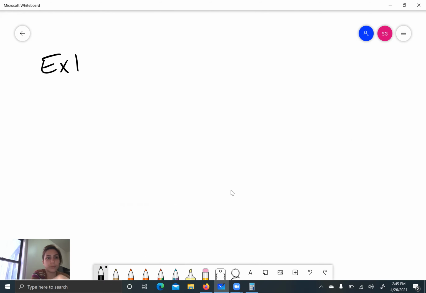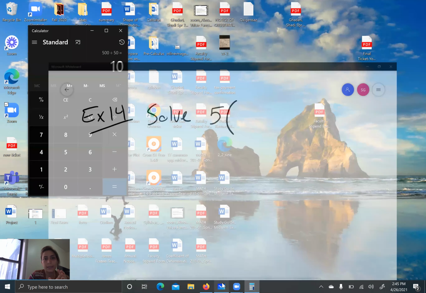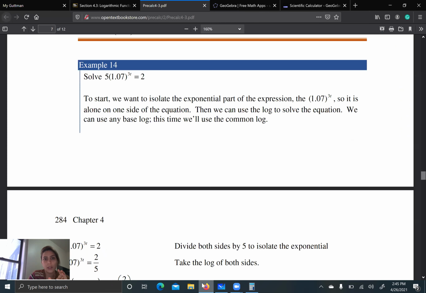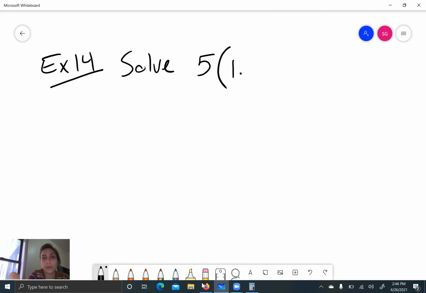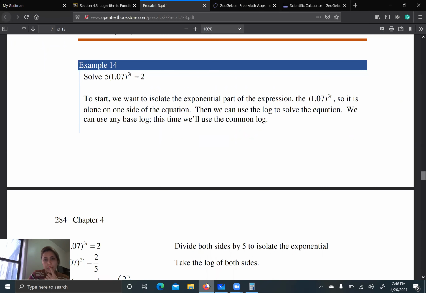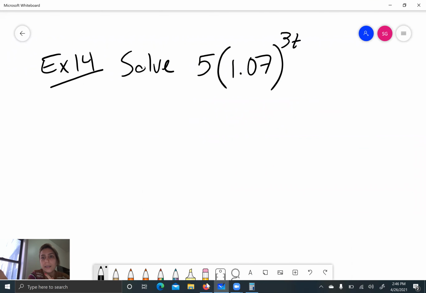Example 14. The question is to solve this equation: 5 times 1.07 to the power of 3t equals 2. This is an equation, and we need to solve it for the unknown variable, which is t.